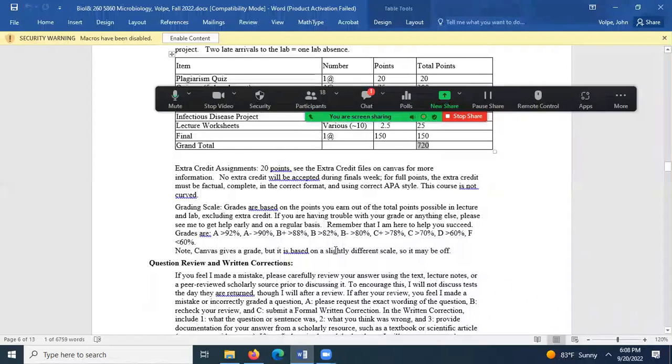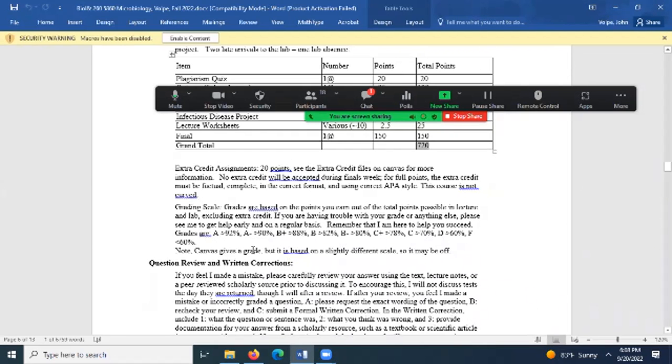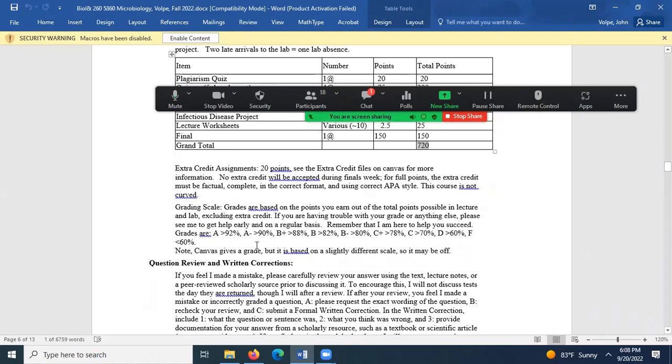Your grade will be, if you have 92% or greater, you'll get an A. If it's greater than 90%, you'll get an A minus. Greater than 88% is a B plus. Greater than 82% a B. Greater than 80% a B minus, etc. Notice we do not give a C minus or a D plus or a D minus. Okay. And if you get less than 60%, you'll get an F.